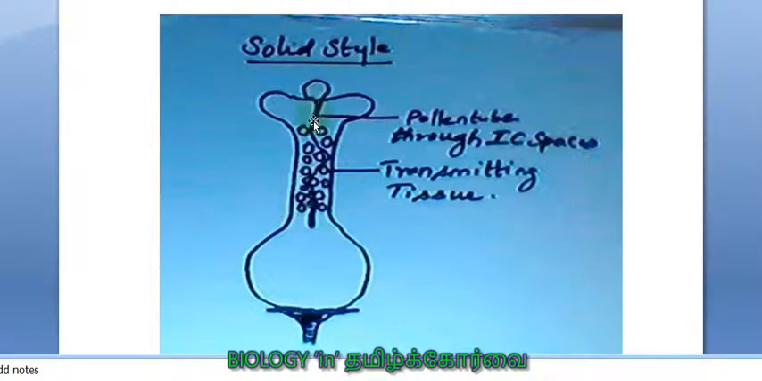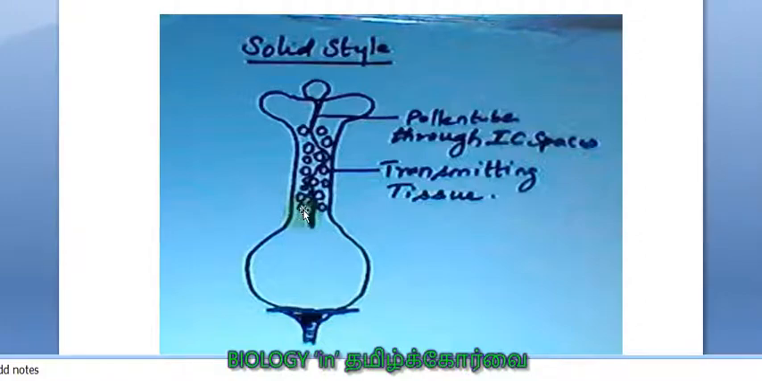The pollen tube develops through the intercellular space, that is, the space between the cells. So that is the major difference between the hollow type style and the solid type style.